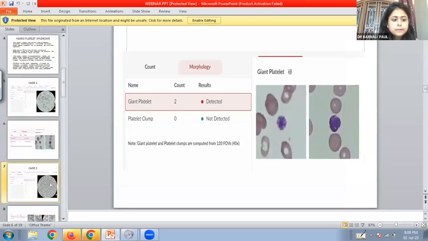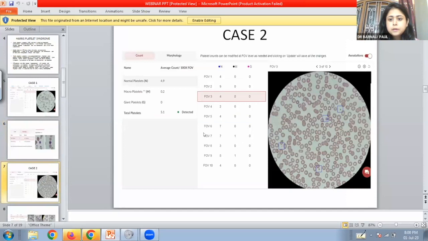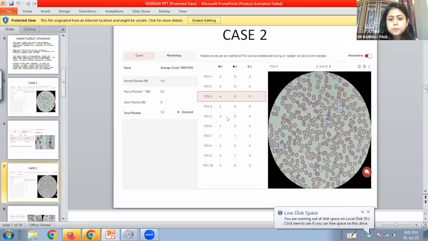Moving on to the second case. This was another case of thrombocytopenia, wherein the platelet count was around 75,000, and there were on average around 4 to 5 platelets per field of vision. If we click on this particular field of vision, the corresponding image will be displayed. So the pathologist can correlate the count as well as the number of platelets per field of vision along with the image.